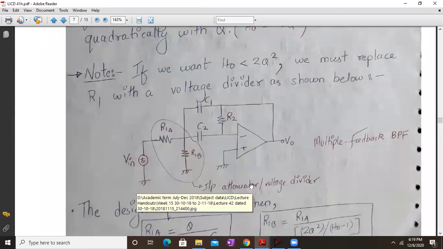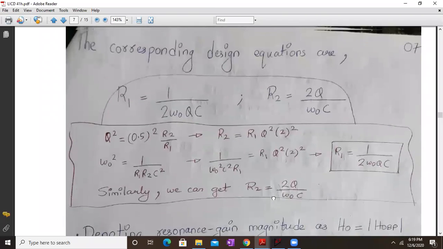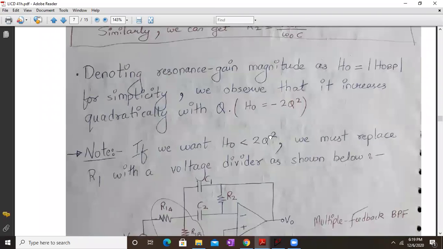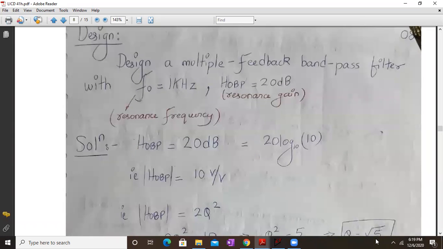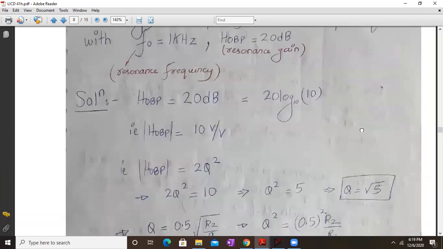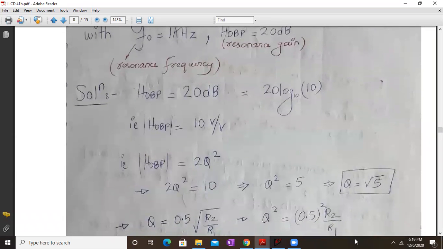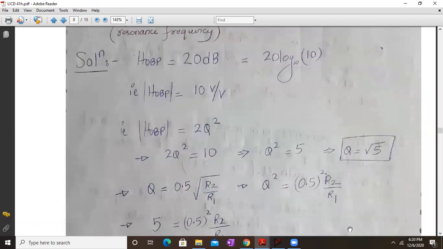But even if you do not wish to do that, we can stick back to the above equations, right? And now we will see the design for a multiple feedback band pass filter with a resonant frequency of 1 kilohertz and a resonant gain of 20 dB. A resonant gain of 20 dB means that 20 log to the base 10 will be 20 dB. That means mod of HOBP will be 10. Mod of HOBP is 2Q square, so 2Q square is equal to 10. So Q square is 5. So Q is root 5.